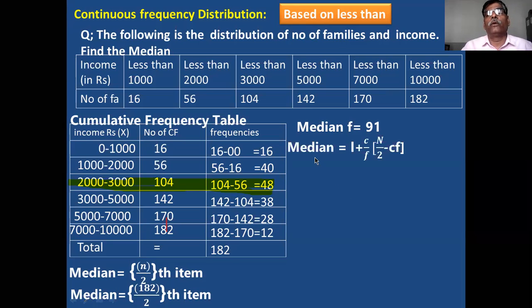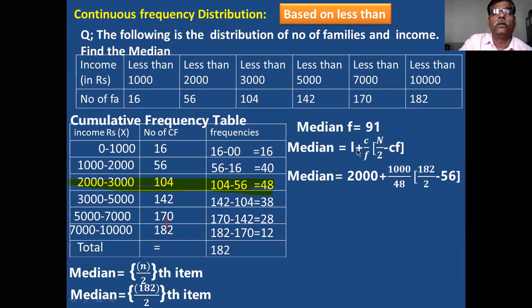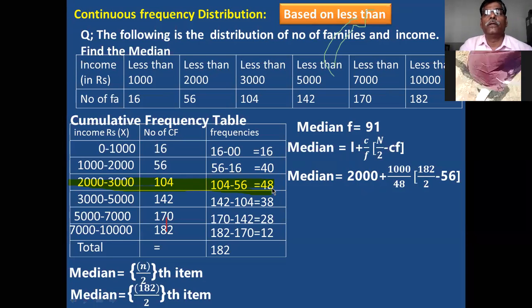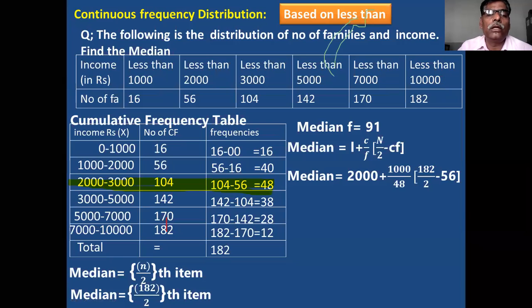You fix the equation. Equation is median is equal to L plus C divided by F in the bracket N divided by 2 minus CF. Okay. So you see here, median is equal to L, lower limit. Lower limit is here 2000. 2000 is lower limit. Plus C, class interval, 2000 minus 3000. 2000 minus 3000 is 1000 divided by f, its frequency is 48. Its frequency is 48.